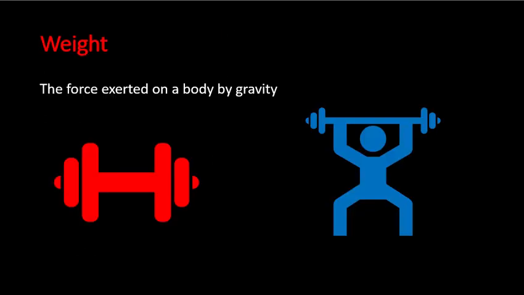And then weight is the force exerted on a body by gravity. So for a weightlifter to have a larger weight above their head, the force of gravity will increase on them, pushing it down towards the center of the earth, making it harder for them to then lift that. And then if you just look at the weight on its own, it will always be pushing the same amount down with the same gravitational force down towards the center of the earth.